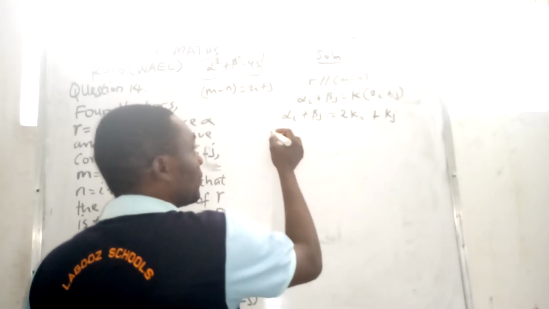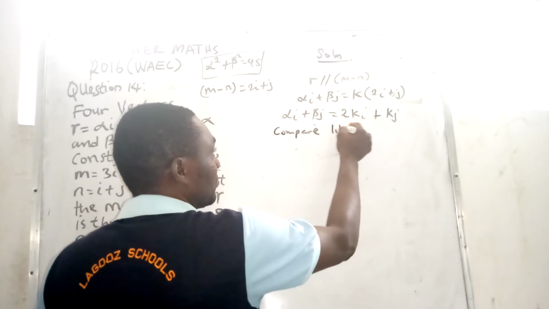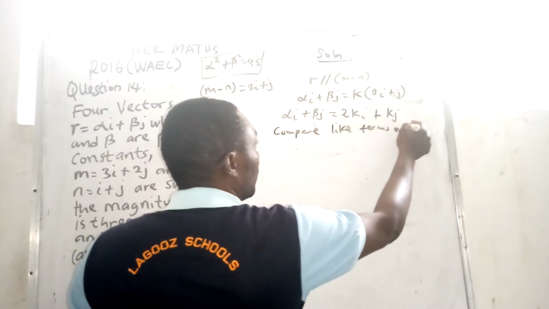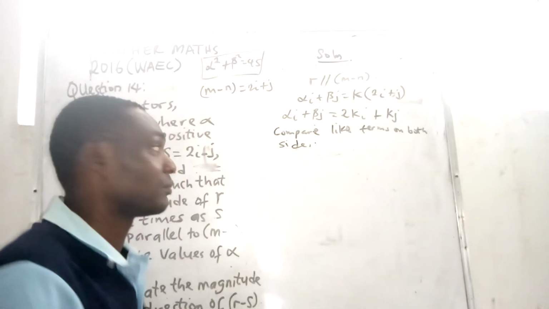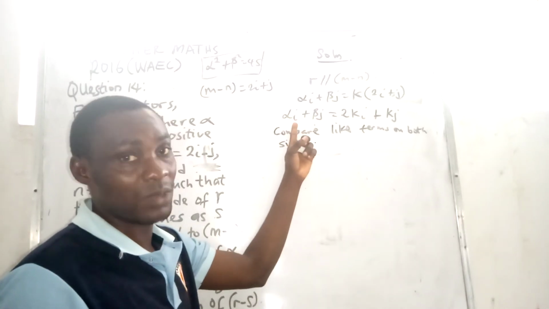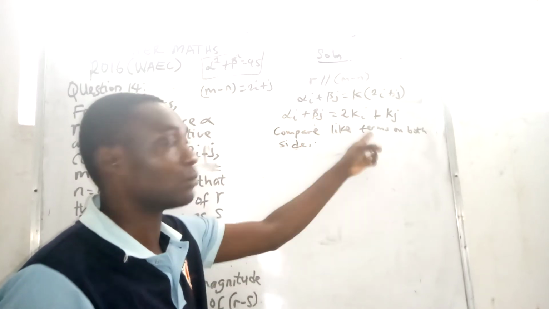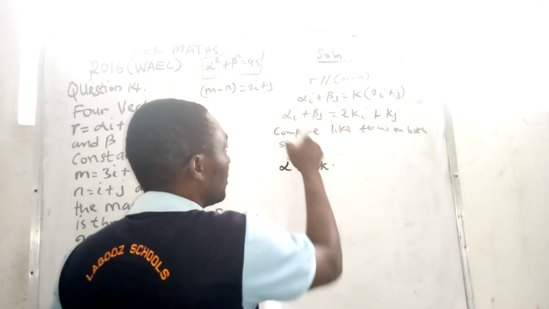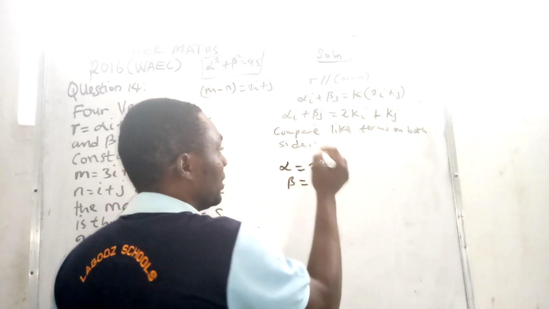So we are going to compare like terms on both sides. On comparing, compare the terms that have i and the ones that have j on both sides. So from here, it means that alpha equals 2k, and beta equals k.